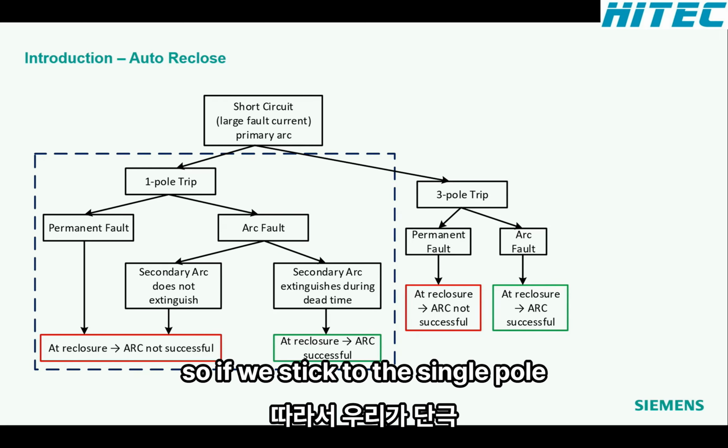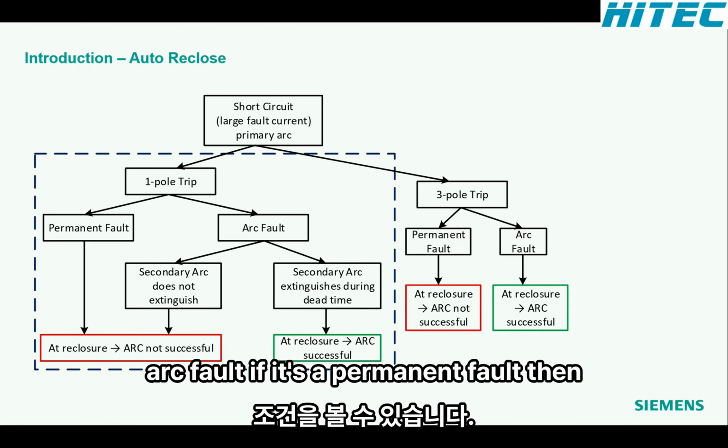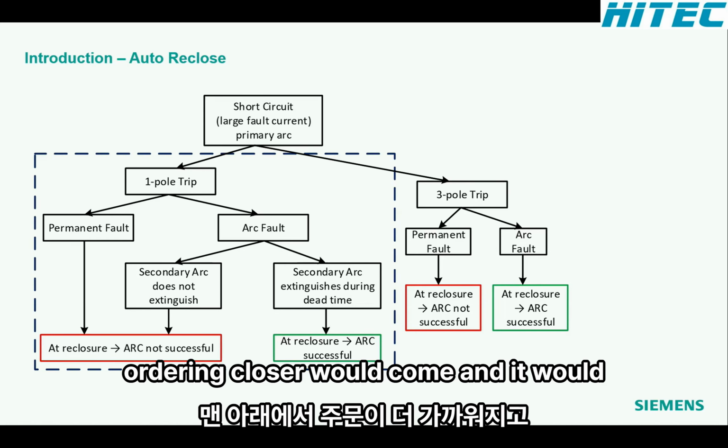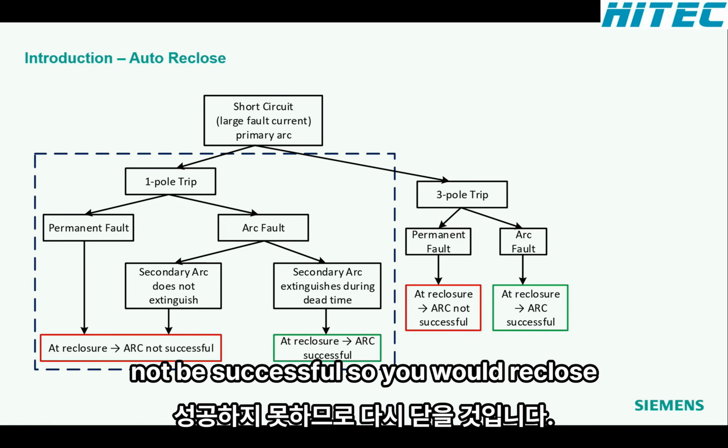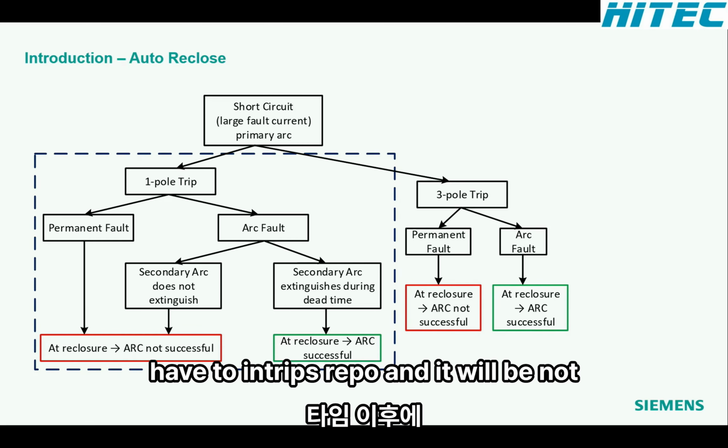So if we stick to the single-pole tripping side, then you see the two conditions, the permanent fault and the arc fault. If it's a permanent fault, then at the bottom what would happen, the auto recloser would come and it would not be successful. So you would reclose after the 1-pole dead time and you'd have to then trip 3-pole.